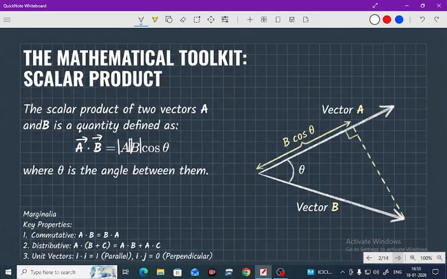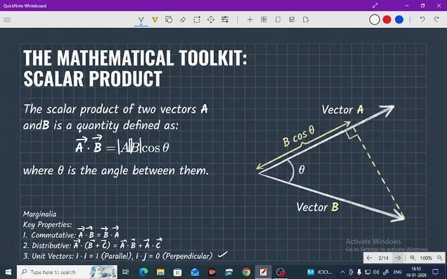Key properties. It has the commutative property, that A dot B vector is always equal to B dot A vector. Not only that, it is distributive: A dot (B plus C) vector equals A dot B vector plus A dot C vector. Unit vectors: I dot I is 1, I dot J equal to 0, right? According to these properties of A dot B, in this way you can define the scalar product.